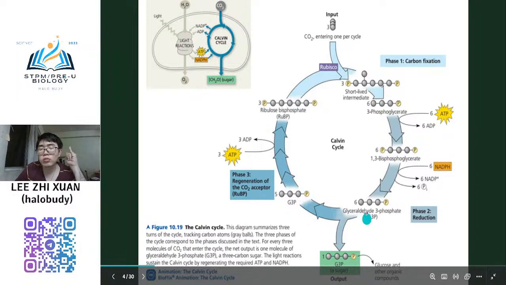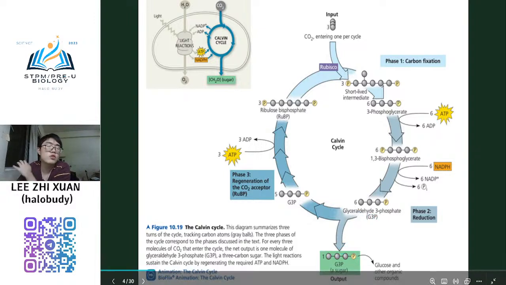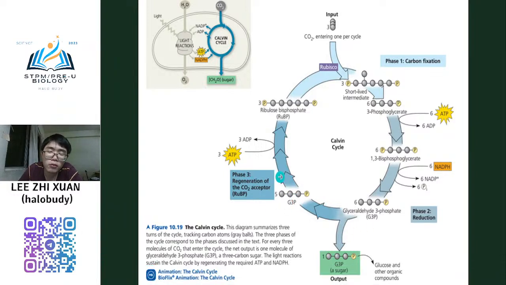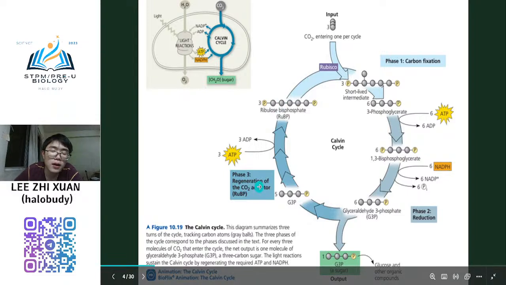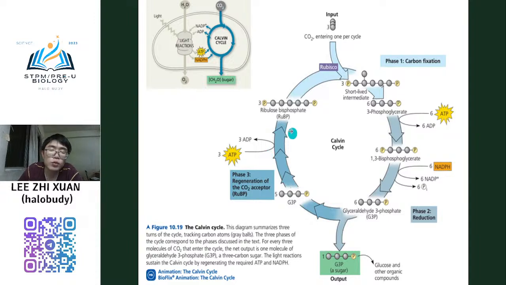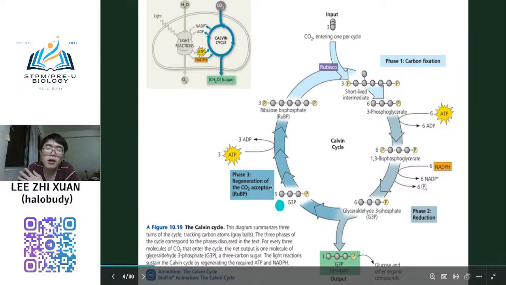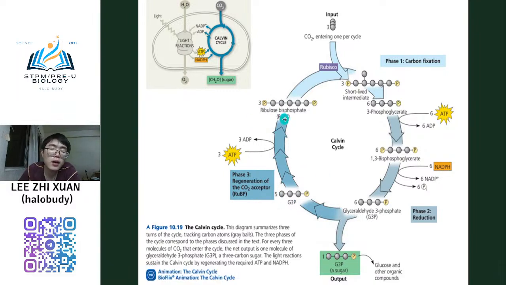Meaning that altogether you have 6 molecules of G3P, but only one molecule will be used to synthesize glucose. The other five will be recycled back to form ribulose biphosphate. So how to form it back? Normally it will use another 3 ATP. So altogether there are 6 molecules, but only one is used in the formation of glucose. The other 5 will be recycled back to form RuBP.